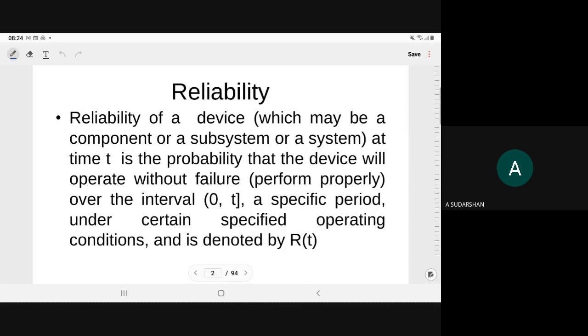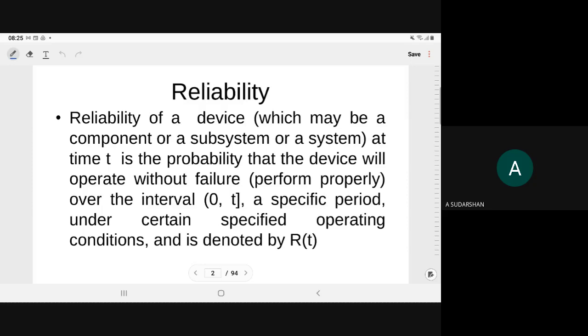So the reliability of a device, it may be a system, a subsystem, a component, a unit, anything, at a point t is the probability that the device will operate without failure, performing properly over the interval 0 to t under the specified operating condition, and we denote it by R(t).